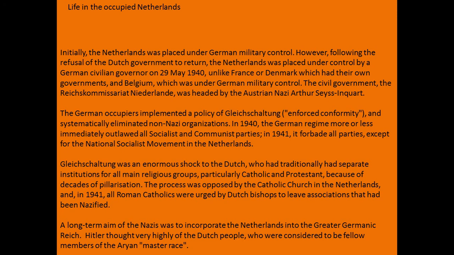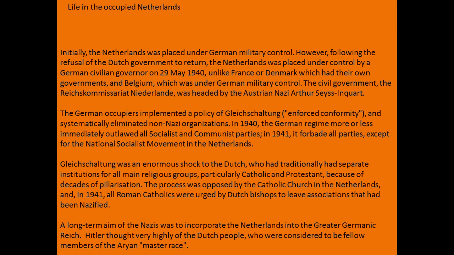And Gleichschaltung was an enormous shock to the Dutch, who had traditionally had separate institutions for all main religious groups, particularly Catholic and Protestant, because of decades of polarization. The process was opposed by the Catholic Church in the Netherlands, and in 1941 all Roman Catholics were urged by Dutch bishops to leave associations that had been Nazified.